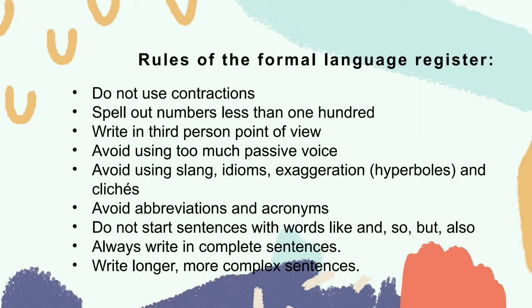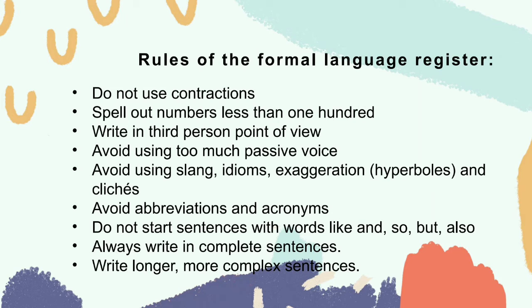For number 6 of the rules is avoid abbreviations and acronyms. If you use an acronym or abbreviation, write it out the first time. When using acronyms, write the name out the first time it appears, followed by the acronym. From then on, you can use the acronym by itself. For abbreviations, write the complete word the first time, then use the abbreviation. For example, influenza becomes flu. United States of America becomes USA.